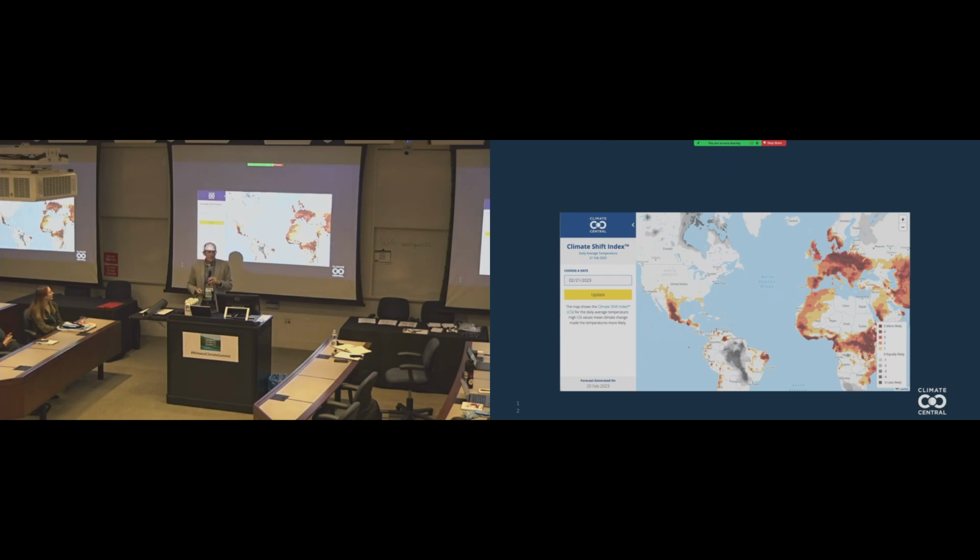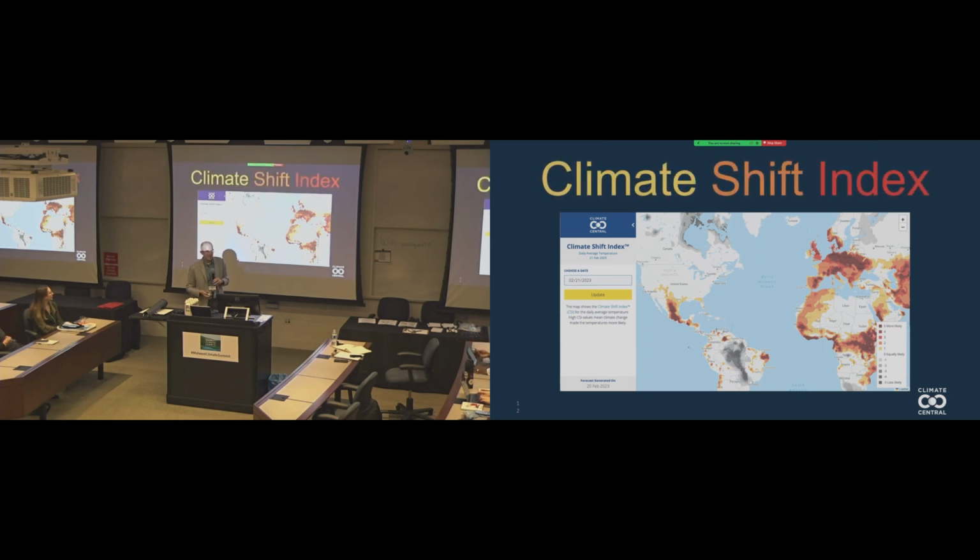So this is our map. This is the Climate Shift Index map, and oh, it's not moving on me. Oh, because I had an animation.